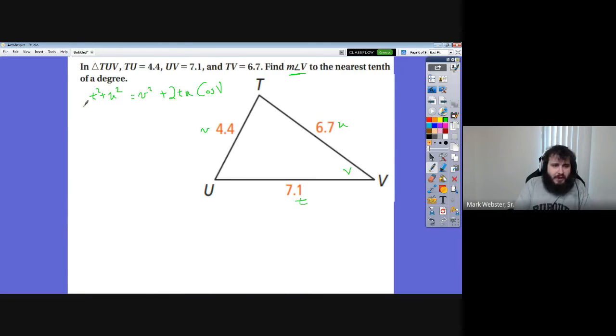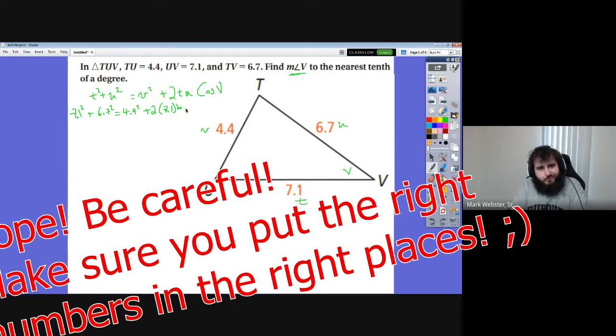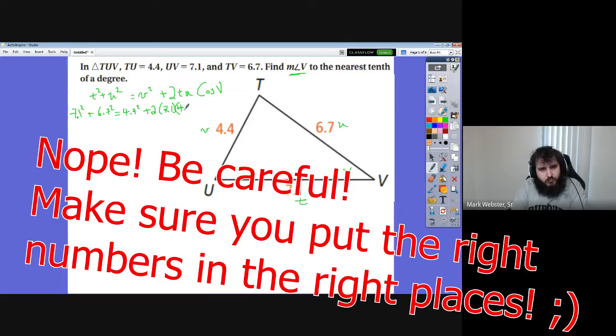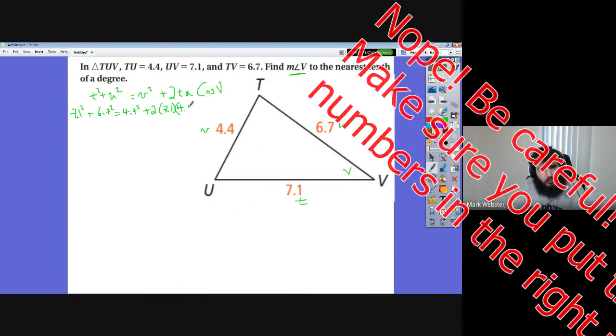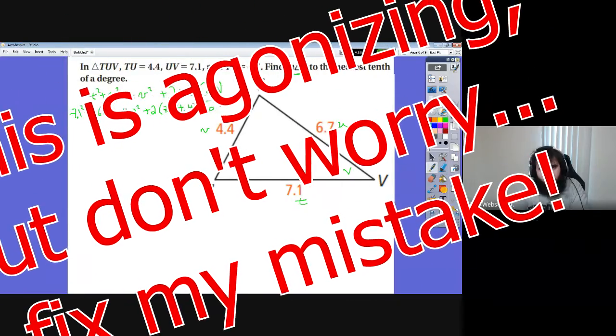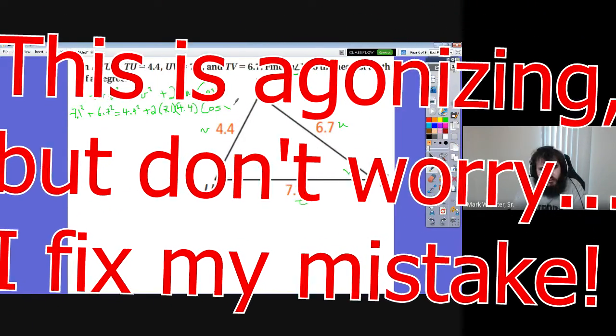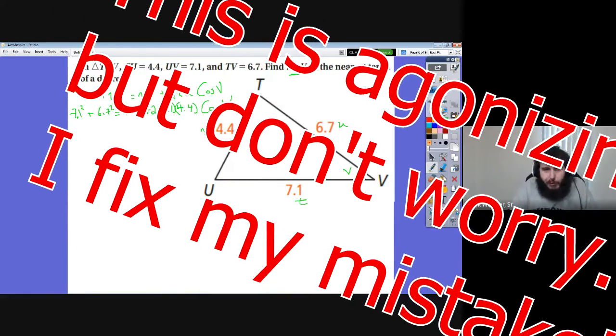All right, let's write everything out, plug it in. 7.1 squared plus U is 6.7 squared equals little v is 4.4 squared plus 2 times 7.1 times 4.4 times cosine of the thing I don't know. Maybe just call it V so we've got what we want.